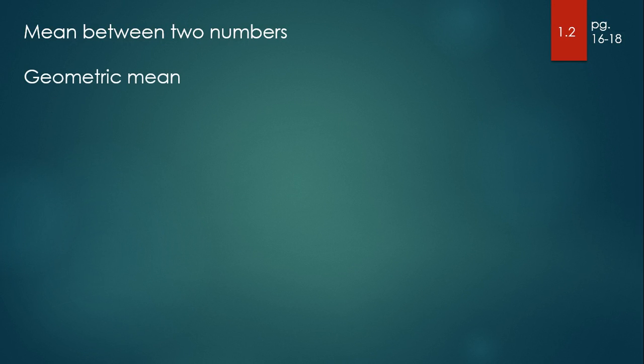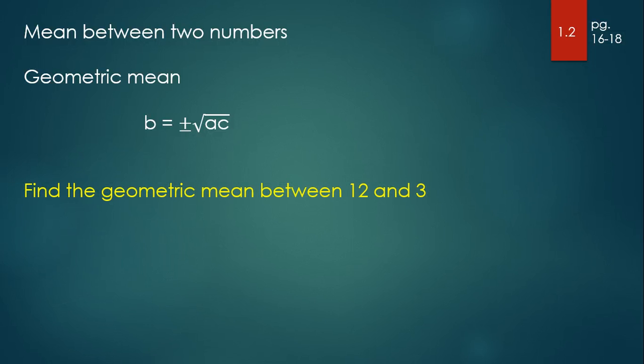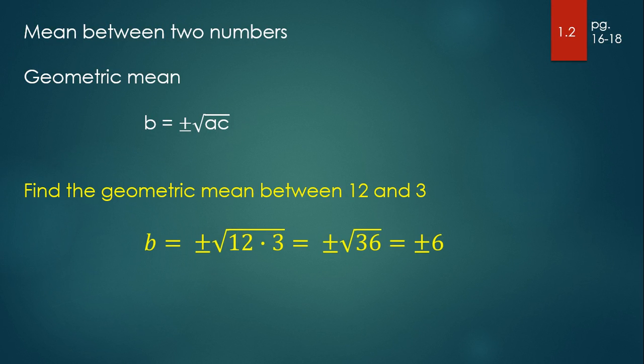We've already talked about the geometric mean. To find the geometric mean between two numbers, we multiply them together, and then we need to find the square root of that. Now, because to find a geometric mean, we're actually solving a quadratic equation, that means we will have two geometric means between two numbers. So if we want the geometric mean between 12 and 3, we need to find plus or minus the square root of 12 times 3, which is plus or minus 6.